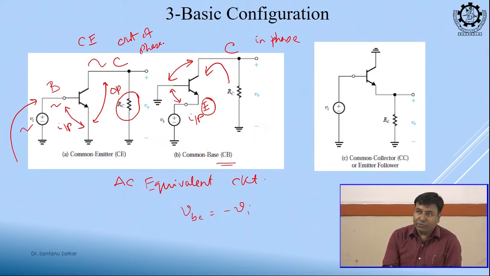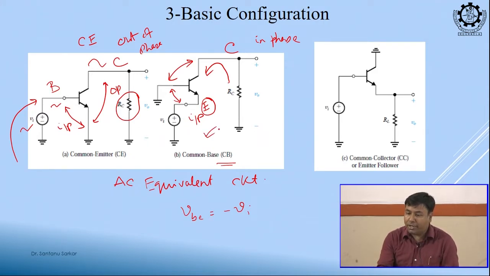Any other thing can you conclude? How should be the gain, large or small? Why? Emitter current and collector current almost same, right, and you see, okay, we will come to this later.